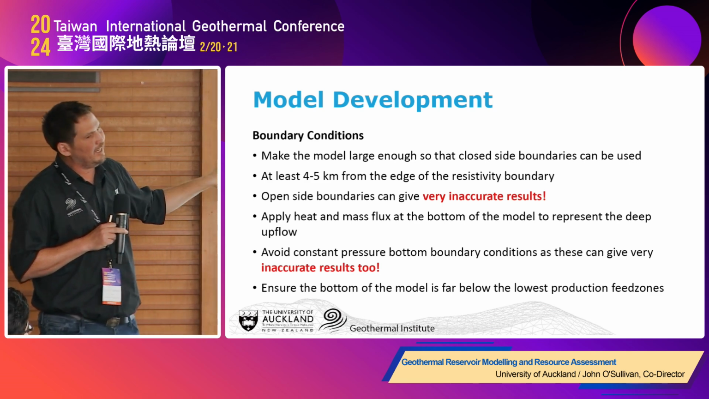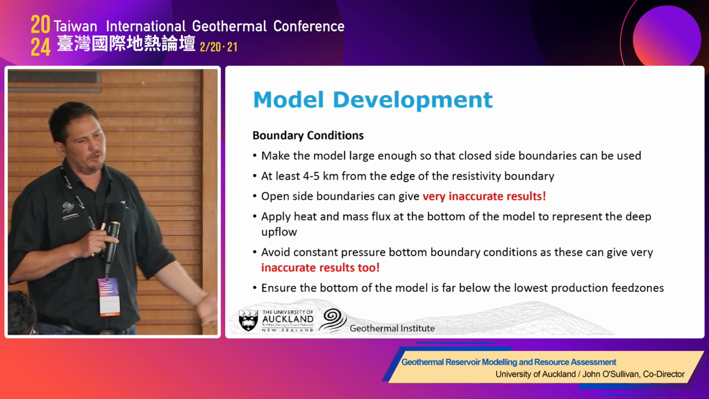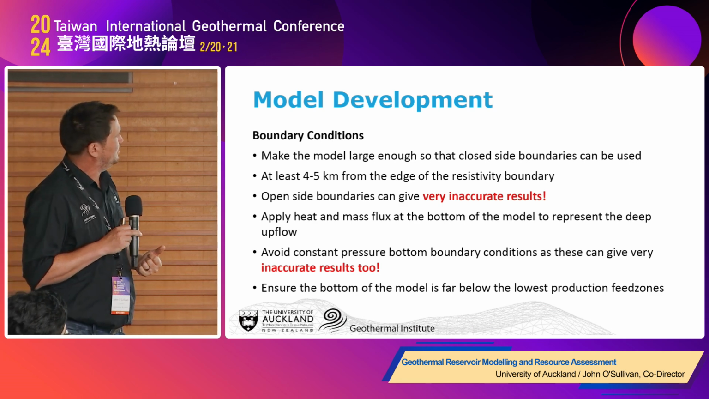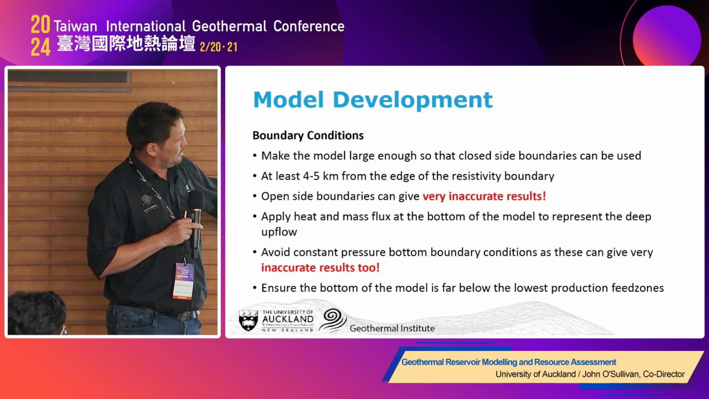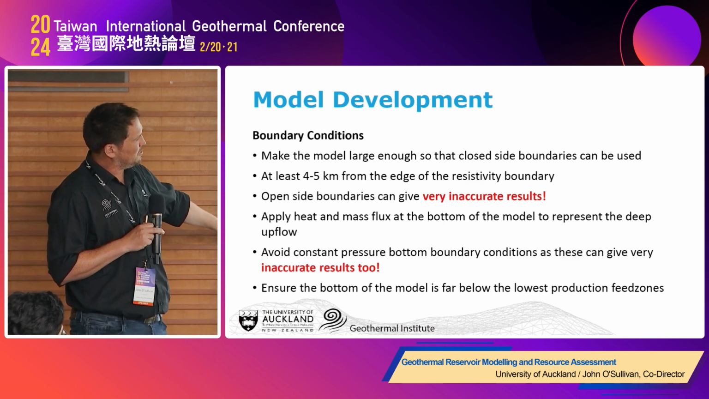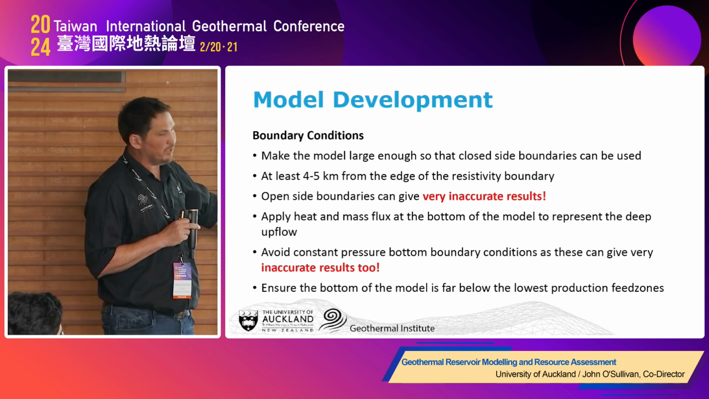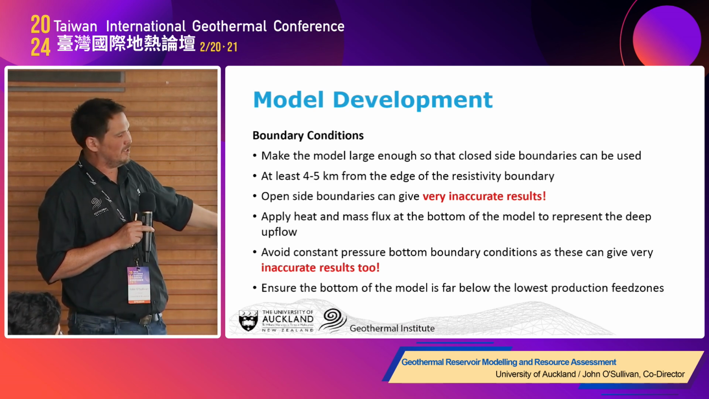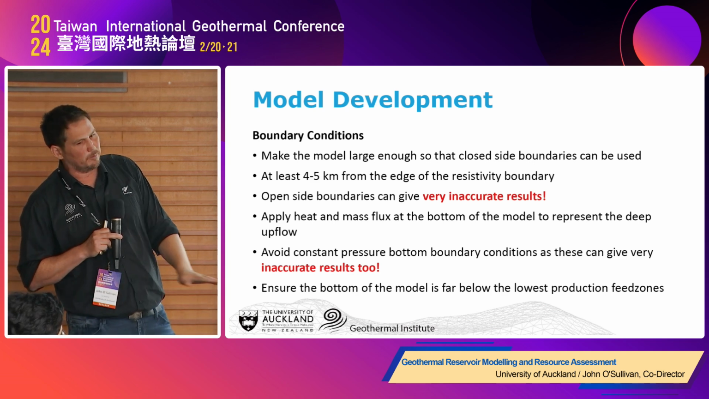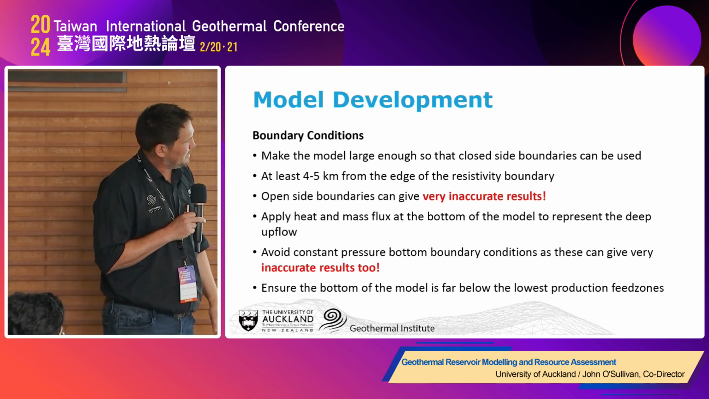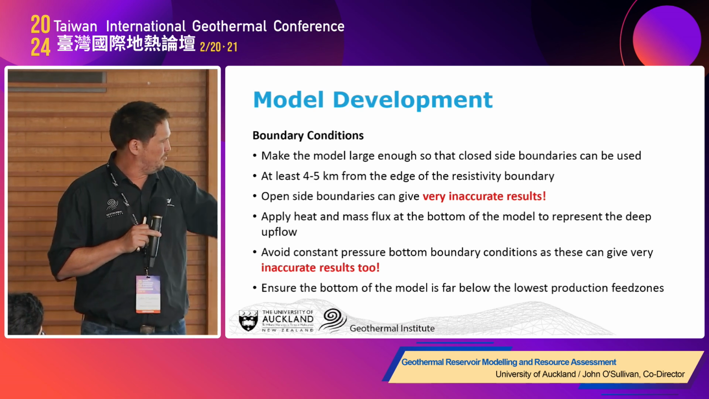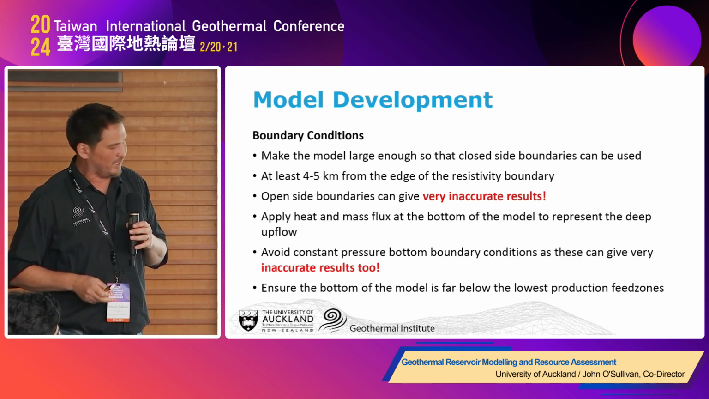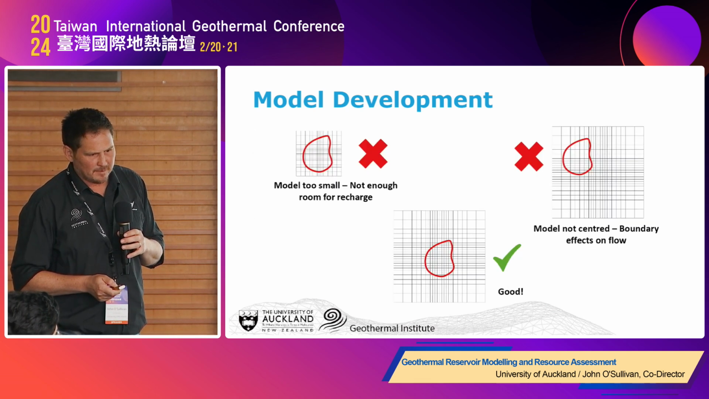We apply heat and mass at the bottom of our models to represent the deep geothermal upflow. In the past, people used to use constant pressure and temperature. Some people still do. You have to be very careful of those as well. Having a constant pressure temperature source at the bottom of your model can also overestimate production. And you want to make sure that the bottom of your model is far below the lowest production feed zones.